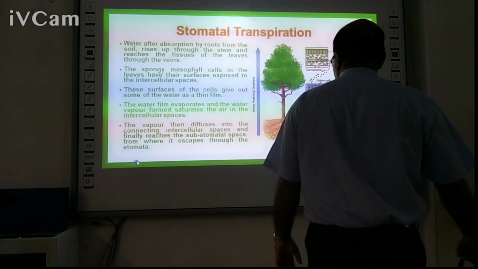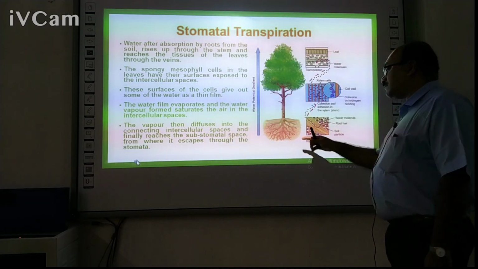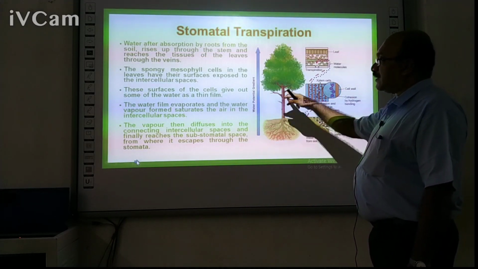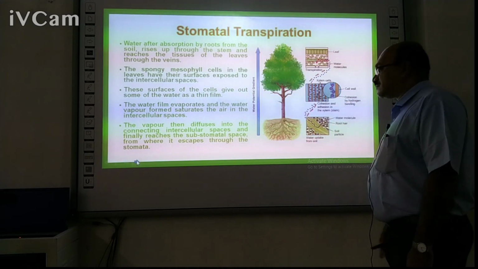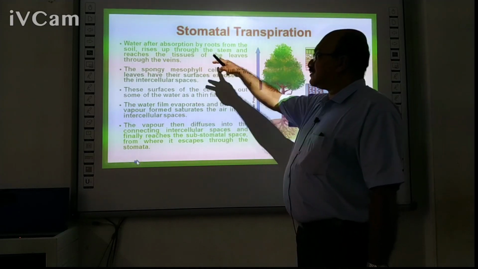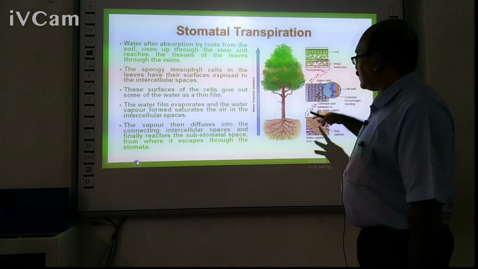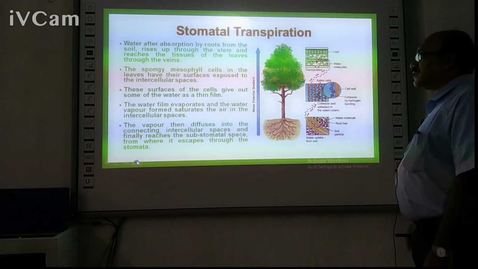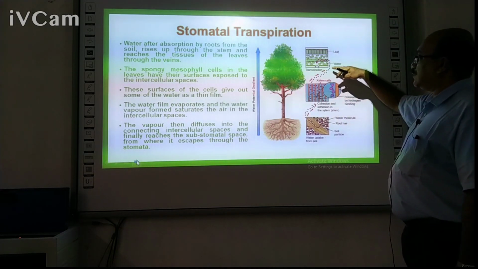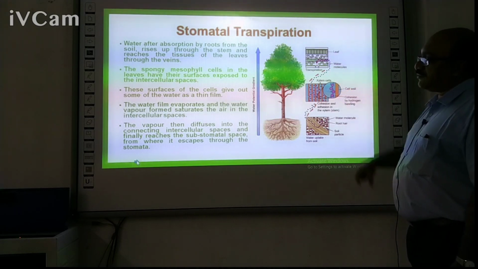Now, the second part of the stomatal transpiration. Water is generally absorbed by the roots of the plant, and this water rises up through the stem and reaches the leaves. Through the stem, it goes through the xylem and reaches the leaves where the veins take it to the leaves. So, water reaches the leaves, and in the leaves, what do we find? We find spongy mesophyll cells, the inner tissue between the upper epidermis and the lower epidermis. Between the upper and the lower epidermis, that portion is known as the mesophyll tissue.